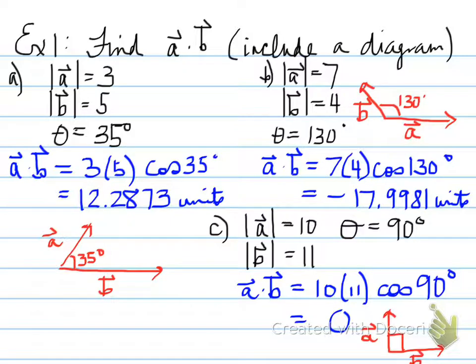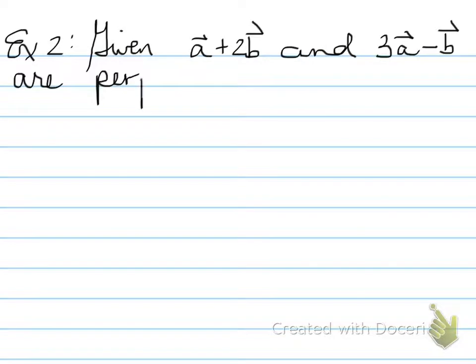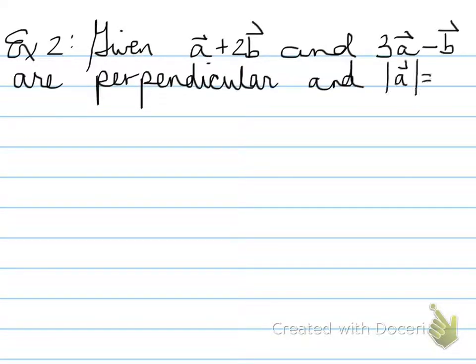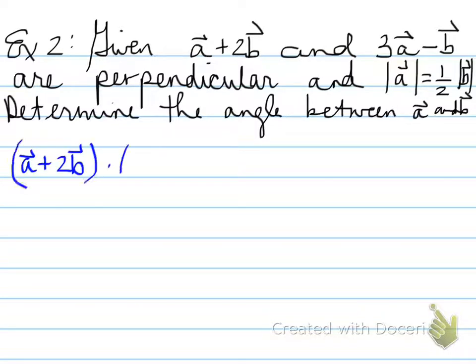Alright, let's look at the next problem. Example number 2. Given A plus 2B and 3A minus B are perpendicular, and the magnitude of vector A is 1/2 the magnitude of B, we're asked to determine the angle between A and B. Alright, to do that, one important thing that we note here is that you're given two vectors are perpendicular. Well, we know that the dot product of perpendicular vectors is equal to 0.